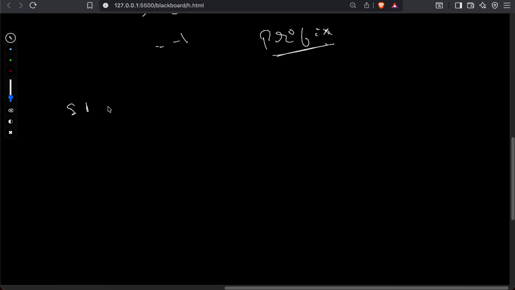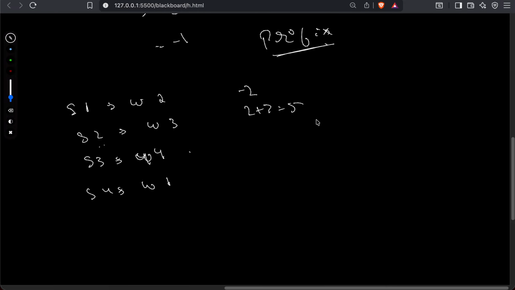In step 1 you walk 2 steps, in step 2 you have walked 3 more steps, in step 3 you have walked 4 more steps, and in step 4 you have walked 1 more step. Now for each step, how many total steps have you walked? After step 1, 2. After step 2, 2 plus 3, that was 5. After step 3, 5 plus 4, 9. After step 4, 9 plus 1, 10, so there are 10 total steps.